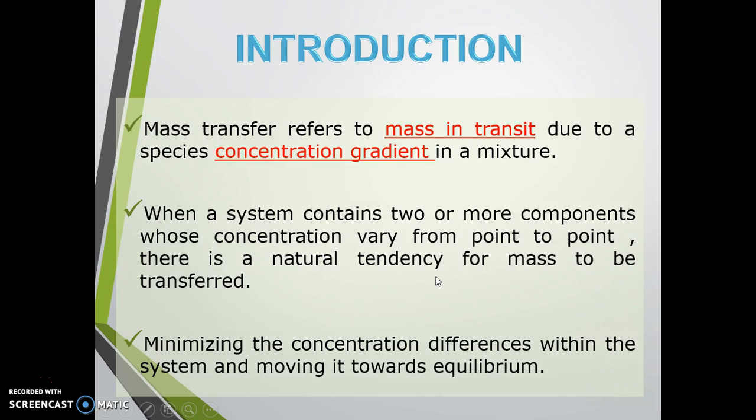Some of the introduction in this chapter, where you have to know what is the meaning of mass transfer itself. So mass transfer is the mass in transit due to the species concentration gradient in the mixture, which means that in every mass transfer there must be a gradient, or we call it the driving force. So then the mass will be transferred from one point to another point until it reaches equilibrium state, which means that there is no difference in the gradient or the concentration or also partial pressure for the two components itself.